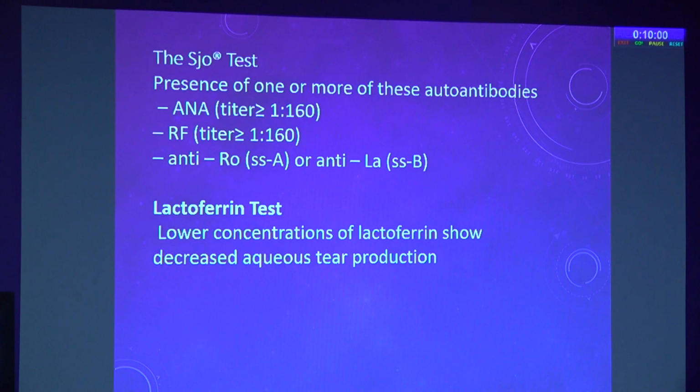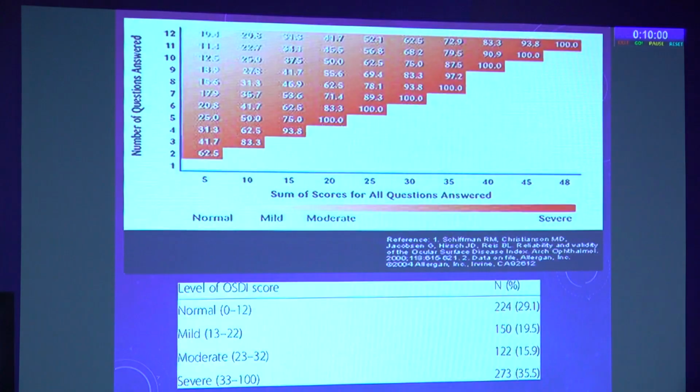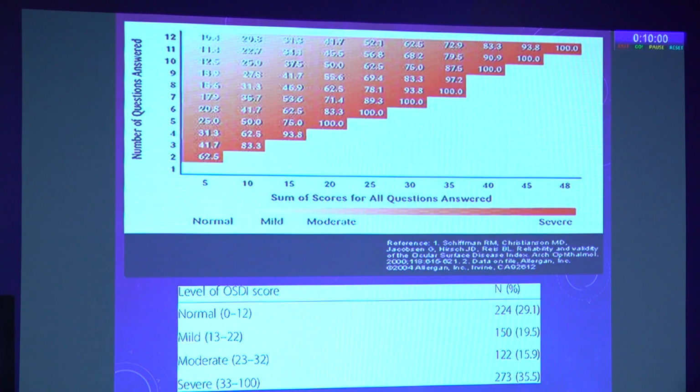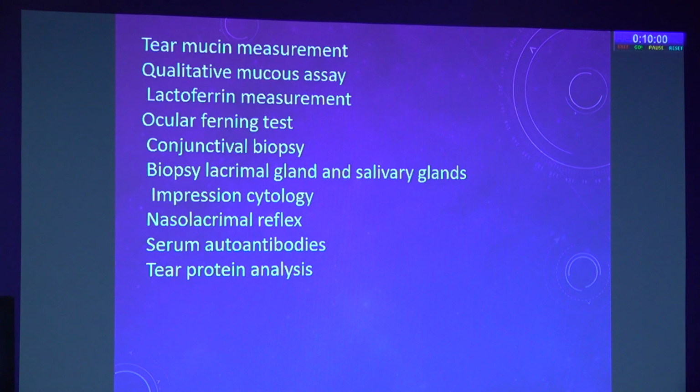Sjögren's test is important to assess Sjögren's syndrome. Lactoferrin test detects decreased lactoferrin in aqueous tear production. The matrix metalloproteinase 9 assay helps to detect inflammatory dry eye. So we can treat the OSD with anti-inflammatory therapy, and normally an OSDI score is very helpful in the outpatient department, so we can grade it as mild, moderate or severe dry eye. Other tests are tear mucin, qualitative mucus assay, lactoferrin measurement, ferning test, conjunctival biopsy, lacrimal and salivary gland biopsy. Lots of tests: impression cytology, nasolacrimal reflex, antibodies and tear protein.